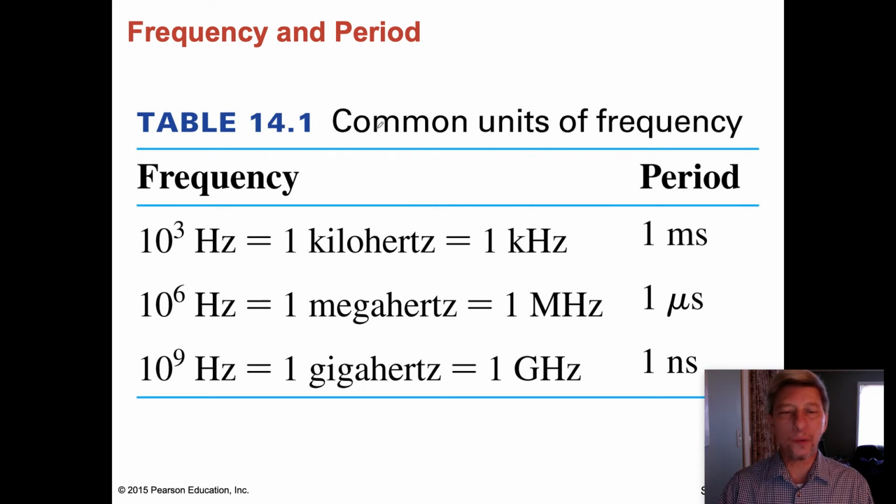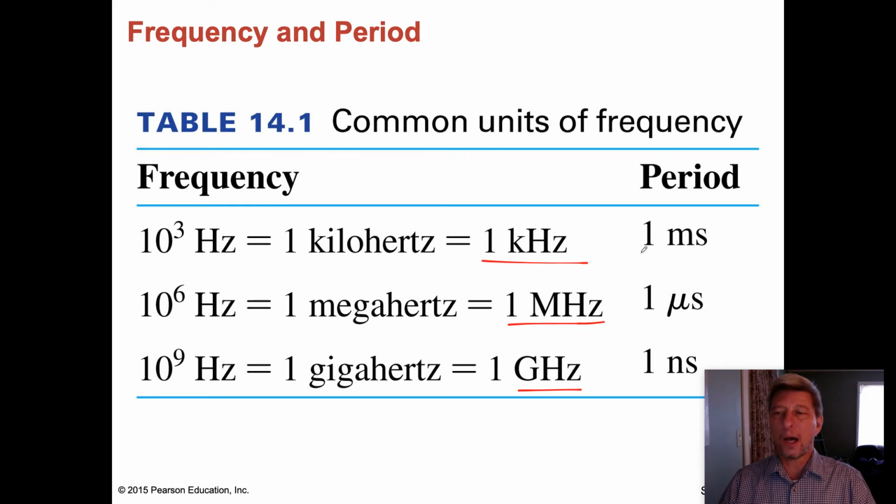Some common units of frequency that you may have seen in your wanderings. 1 kilohertz, these are frequencies of radio waves. AM radio is given in thousands of hertz, or 1 kilohertz. Megahertz is the frequency of an FM radio station, and gigahertz, all right, these are the frequencies of the radio waves that we use to transmit cell signals. So when your cell phone gets a phone call, it's a gigahertz. All the big networks these days are advertising 5 gigahertz of whatever they're advertising.